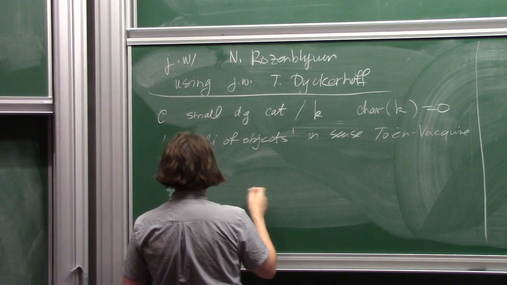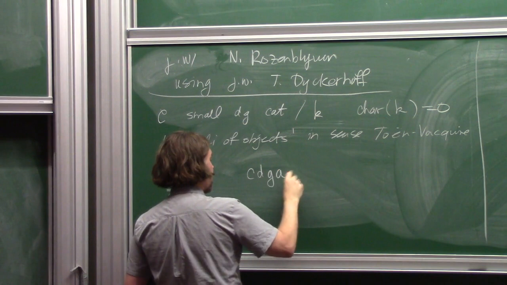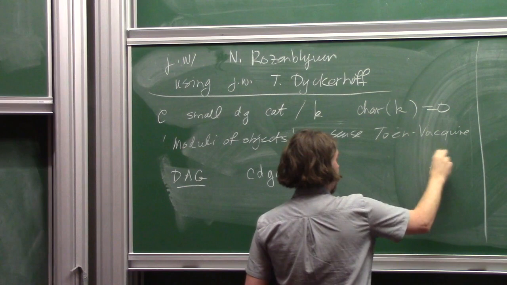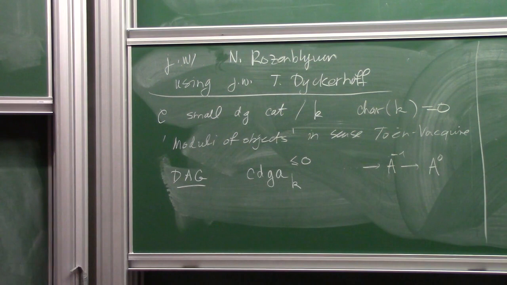So the most general objects are, well, I'm going to work with some kind of commutative algebras, which are going to be dual to my affine objects. So these are going to be commutative differential graded algebras bounded above at zero. So such a thing looks like A0, A minus 1, and so on. So think, for instance, of a Koszul complex on some functions.